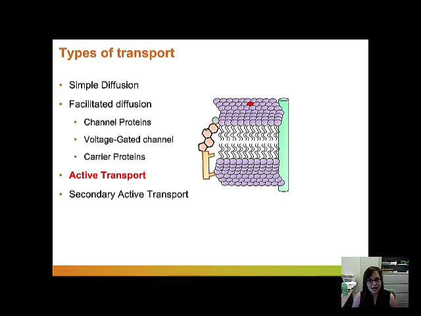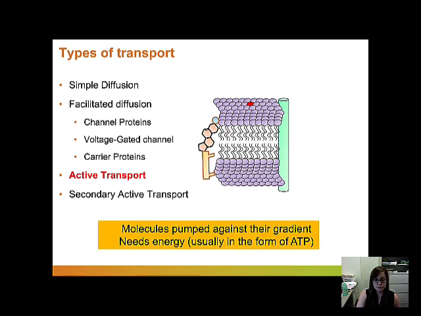But we're going to talk about active transport. Active transport is basically saying that we now want to move molecules against their concentration gradient. So we're going to take areas that have low solute concentration and move those molecules to areas of high solute concentration. And this requires energy, okay, because we're decreasing disorder, right? We're concentrating chemicals in a certain space. So molecules are pumped against their concentration gradient, and this needs energy, usually in the form of ATP.